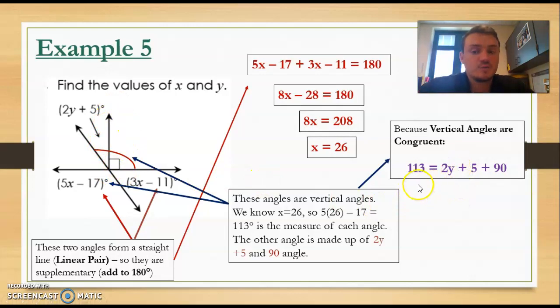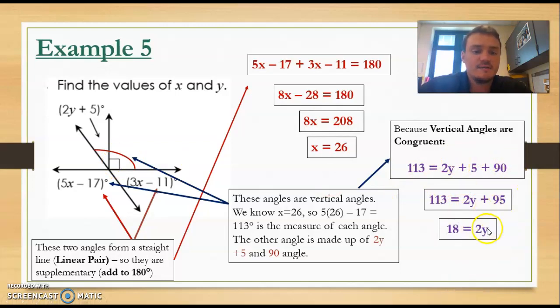So that would be our setup here: 113 equals 2y plus 5 plus 90, because we have a 90 degree angle here. Then we just solve this for y. So add 90 and 5 together to get 95, subtract 95 and then divide by 2. y has to be 9.